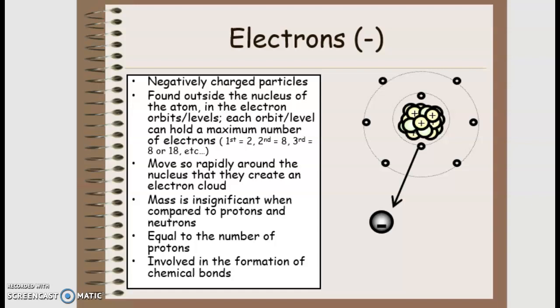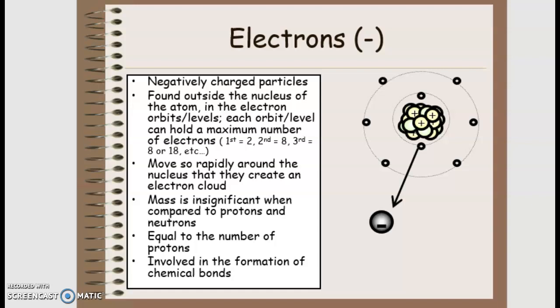So inside the nucleus, you have these positives. Outside in the energy levels or orbits, you have these negatives. Electrons move incredibly rapidly. There's no way that you would be able to see them moving, and they move so fast that they create what we call the electron cloud. They have a pretty insignificant mass, and what that means is they are much, much, much smaller than the particles that are inside the nucleus, including protons and neutrons.